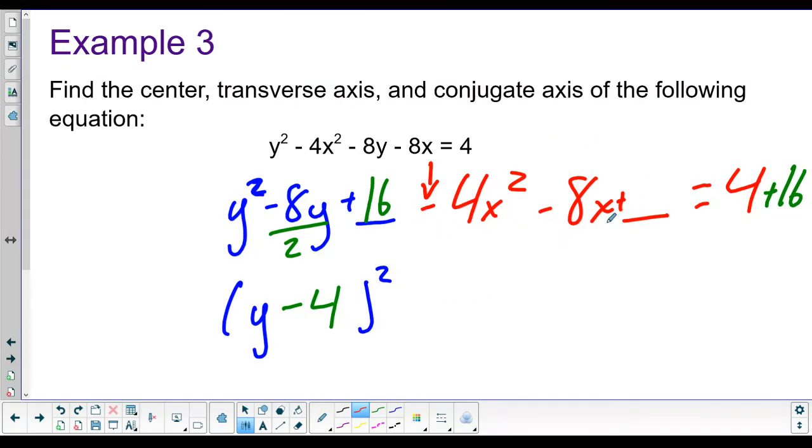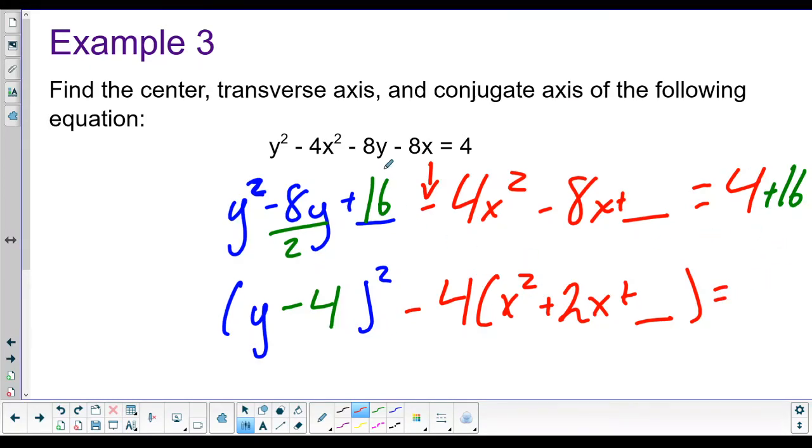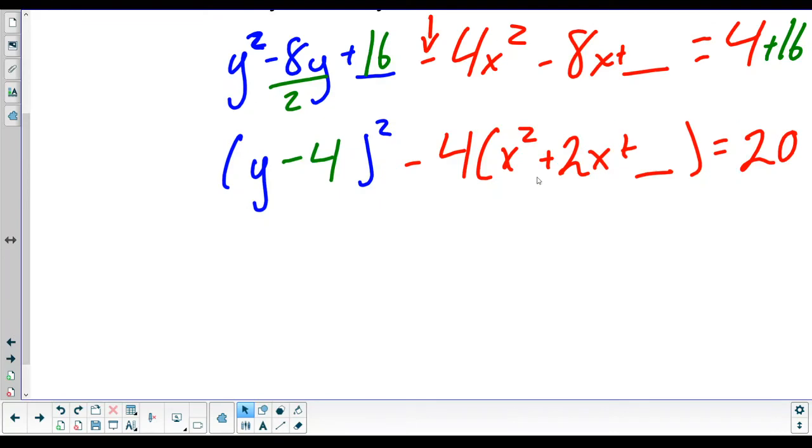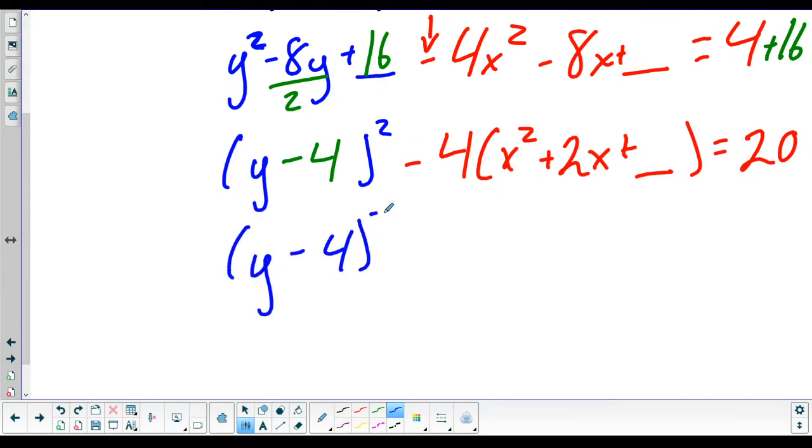So let's factor out our GCF. Let's take out a negative 4. Negative 4. So this could be x squared plus... Negative 8 divided by negative 4 is positive 2x plus blank equals, and we'll simplify this. I added the 16, so let's add these as 20. All right. Now we have to complete the square here. So I'm going to just bring down this piece of the y square I've already completed so I don't forget it. Over here, bring down our minus 4.